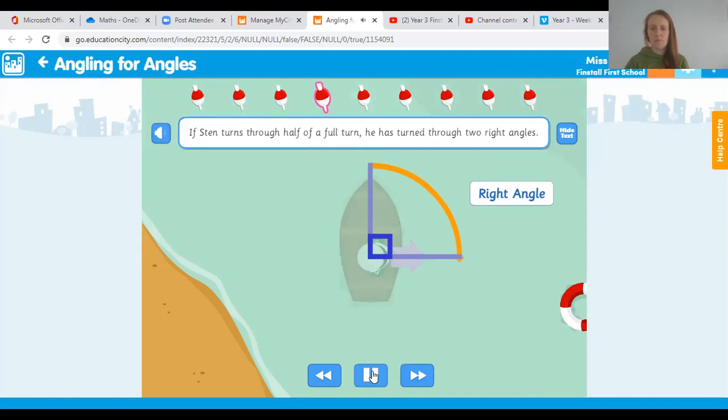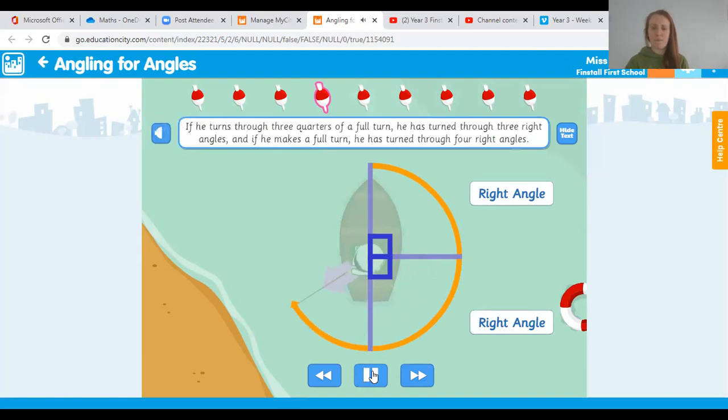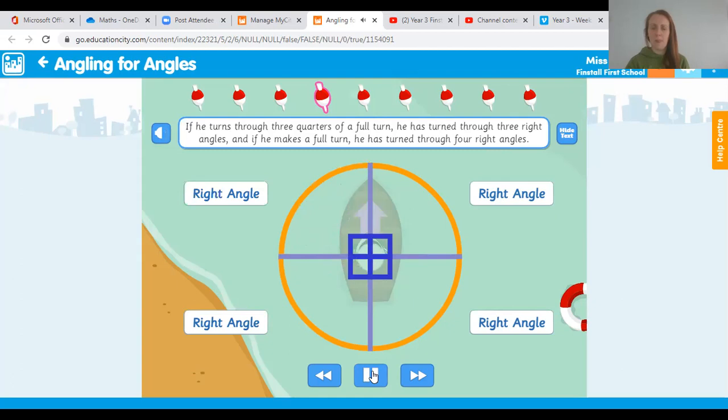If Sten turns through half of a full turn, he has turned through 2 right angles. If he turns through 3/4 of a full turn, he has turned through 3 right angles. And if he makes a full turn, he has turned through 4 right angles.